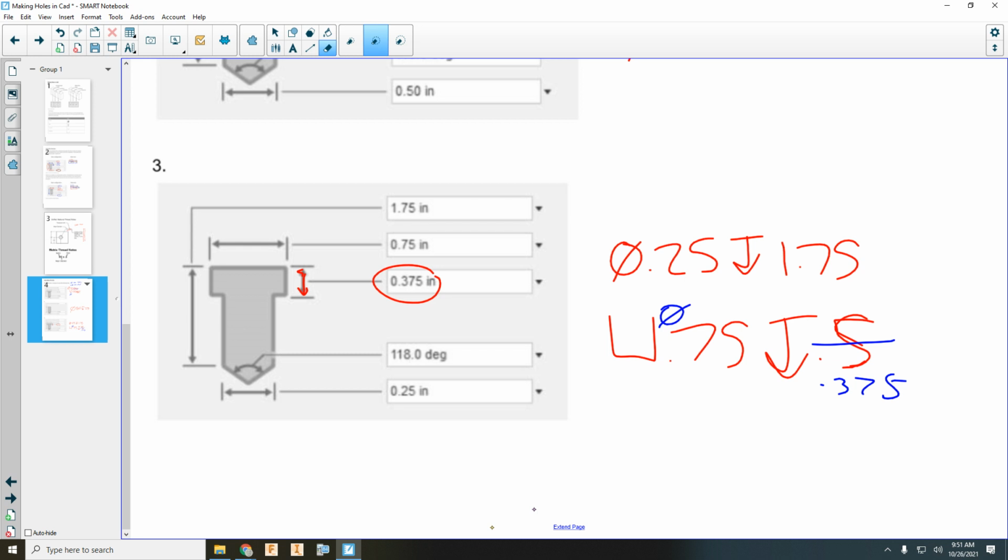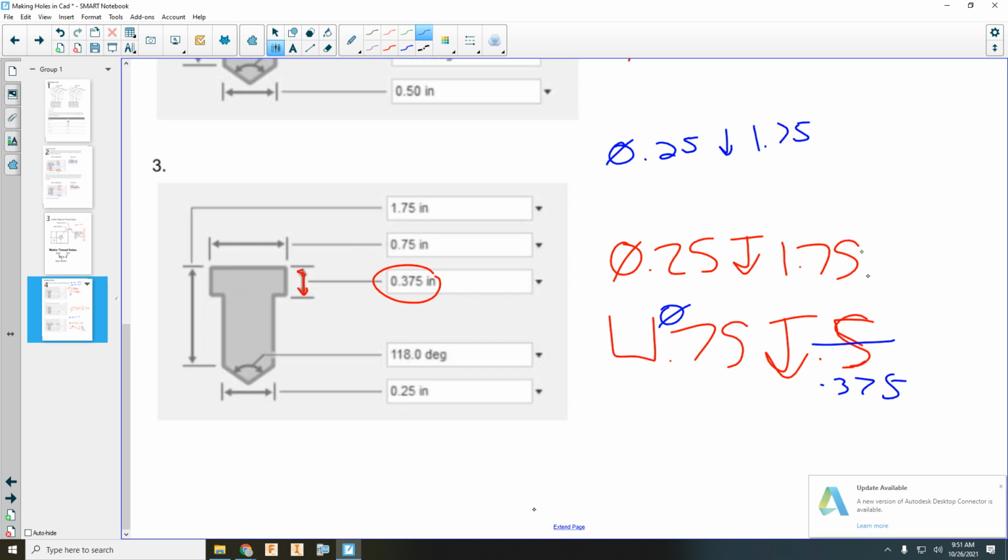Okay, so we should have a diameter symbol in here. So I guess if we rewrote that to look perfect, we should be 0.25 diameter with a depth of 1.75 and a counterbore diameter of 0.75 with a depth of 0.375. Okay? All right. Very good.